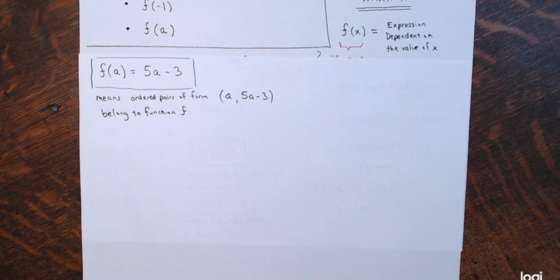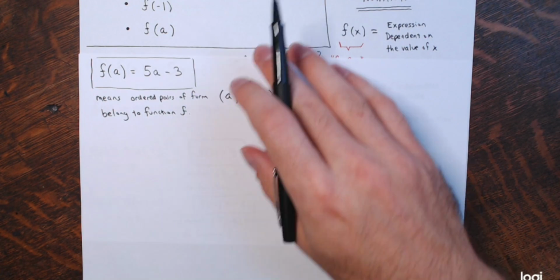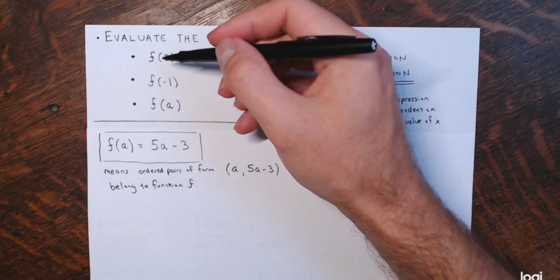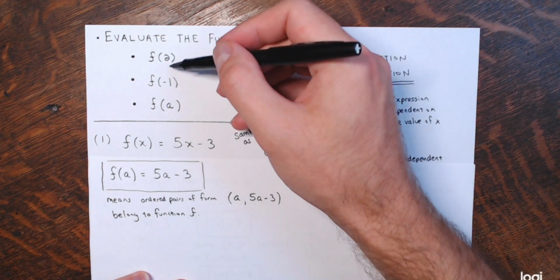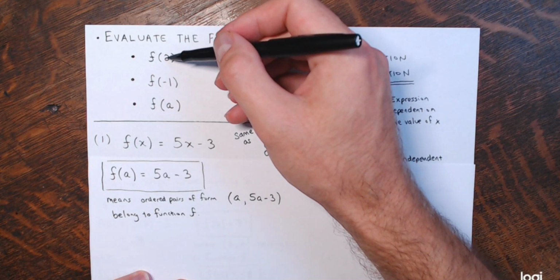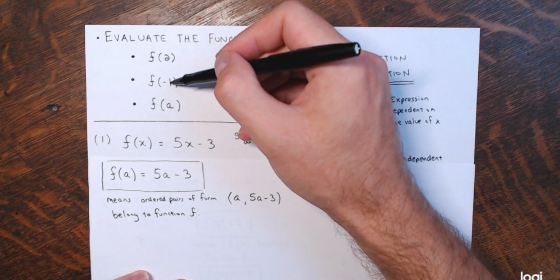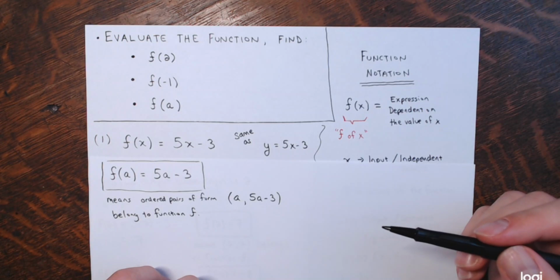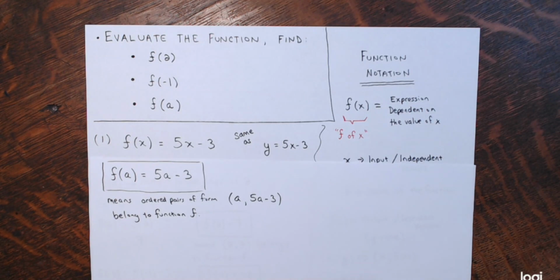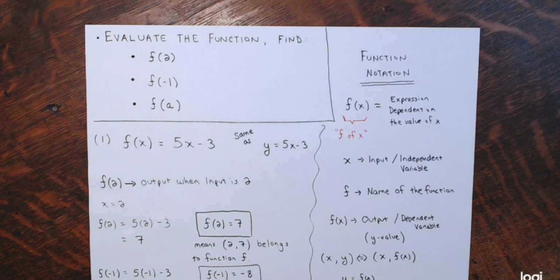Very, very simple though to evaluate a function, find the output, find the value of a function at a certain input. Just go through the rule, replace the input variable x with whatever's in parentheses. I replaced x with 2, I replaced x with negative 1, I replaced x with a, and got my output. I'm hoping that sounds simple enough.